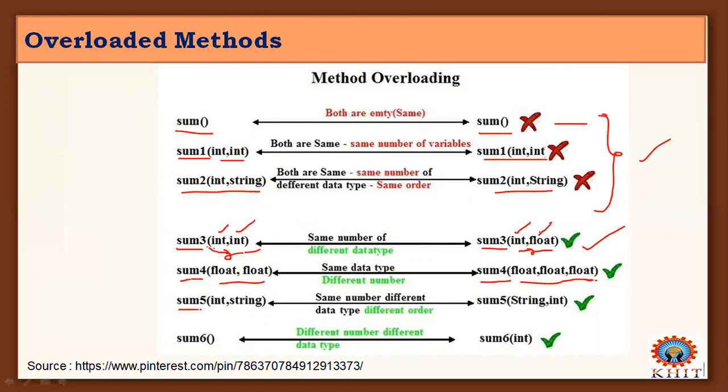And here sum5 with int and string, and here sum5 sharing the same name, with two parameters in each list, but the order of the parameters is different: the first parameter as string and the second as int. Next one, sum6, here an empty parameter list, and here one parameter, which is naturally different. So automatically these are valid overloaded methods. Next one.